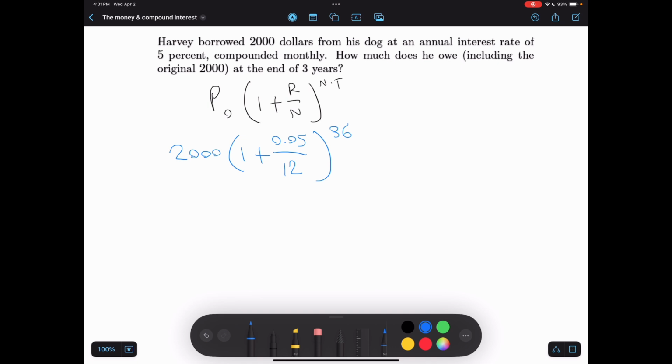You've got 0.05 over 12, you're adding that to 1, so it's going to be a little bit more than 1, so 2,000 times something a little bit more than 1. Then that little bit more than 1 value is raised to the 36th power, which is going to make it even more. It's going to be not quite 2, but still in between 1 and 2. So it makes sense that it's going to be 2,322.94 as the final answer.